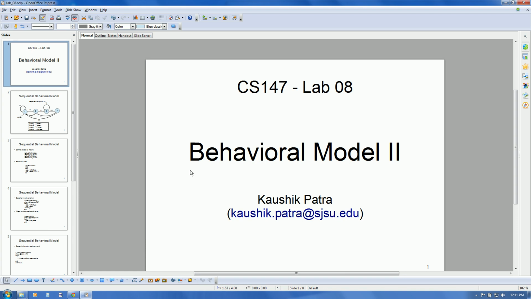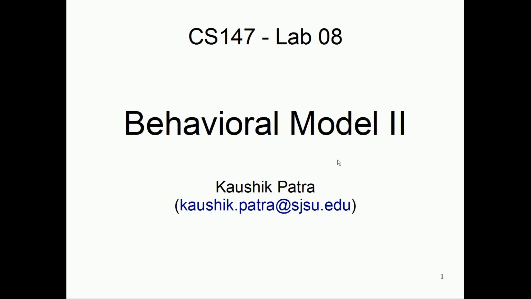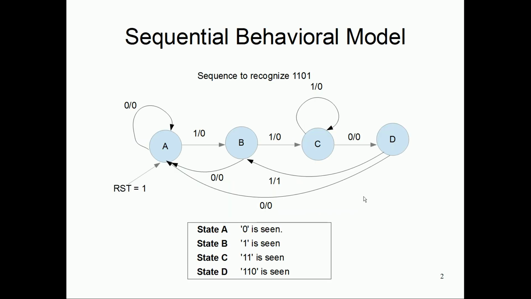In lab 8, which is a continuation of our behavioral model discussion, part 2, we'll try to model some sequential machine. This sequential machine is nothing new, and we pick up the example as we did in our lecture, the sequence recognizer 1101. And if you remember, we have this state transition diagram there.